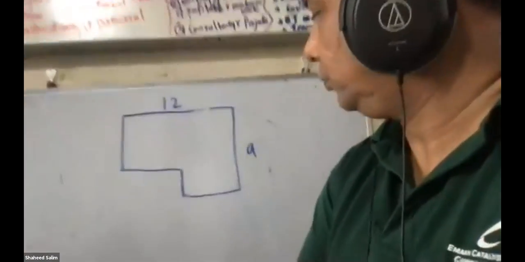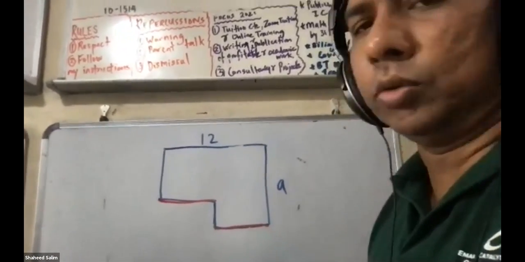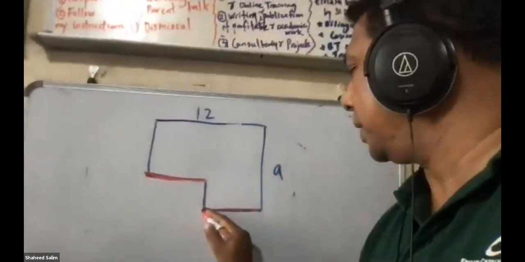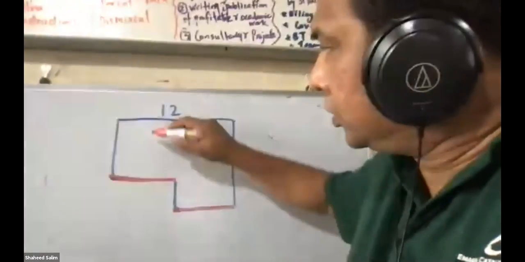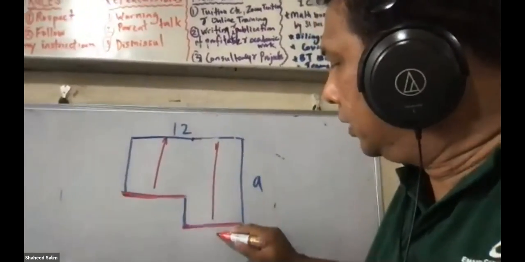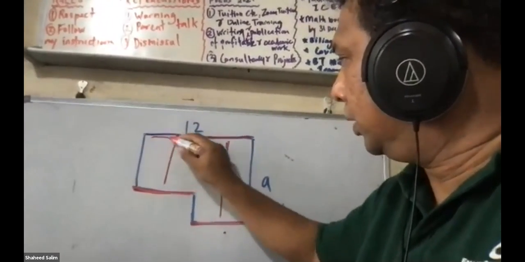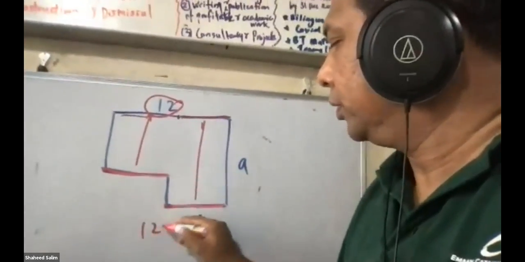Watch, this part, red part here, and this part, what is it equal to? Look, this part and this part here. What is it equal to? Can you see that this part is equal to down here? This equals to down here. So you can take 12 plus 12. Another way is 12 plus 12.